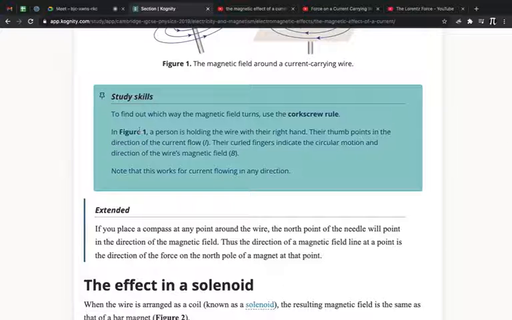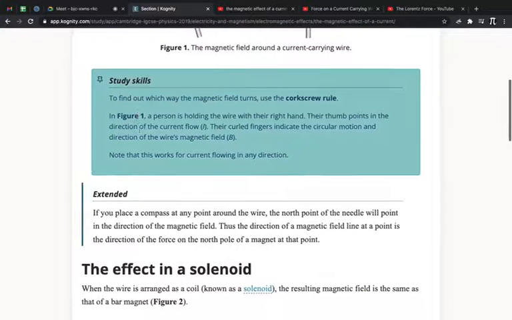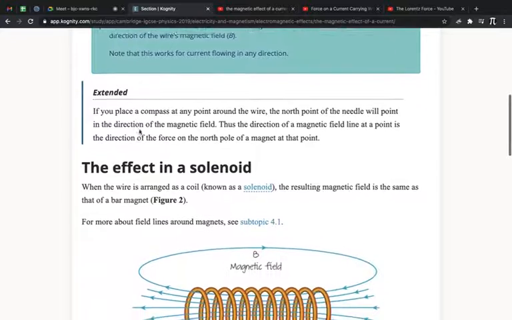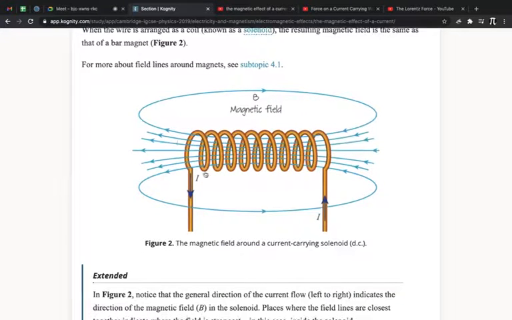Now, to increase the magnetic field further, we can wind up the wire into a solenoid. Now, a solenoid is a coiled up wire. So if we coil up the wire, we can increase the strength of the magnetic field, because a coiled up wire means more current flows in this section. All right, so more current flows means more magnetic field.